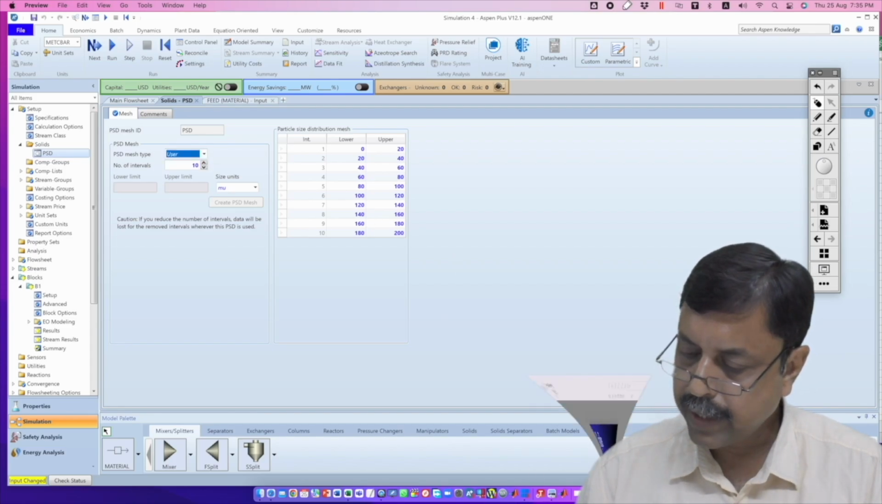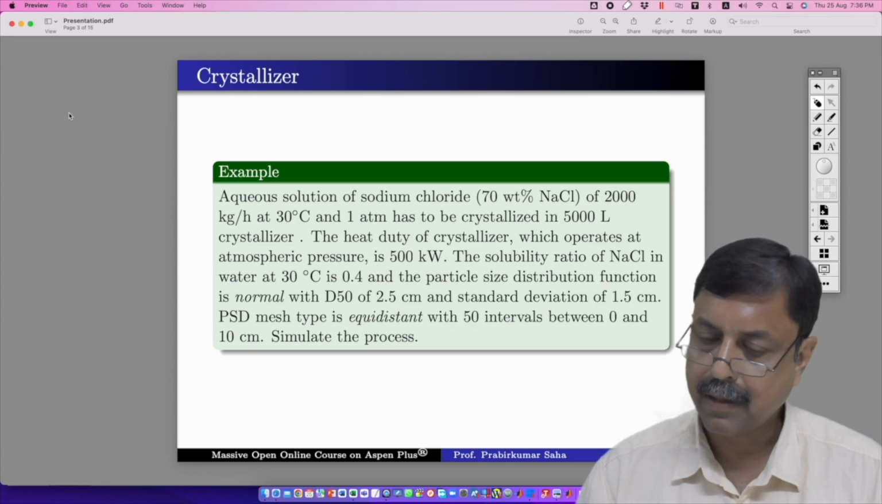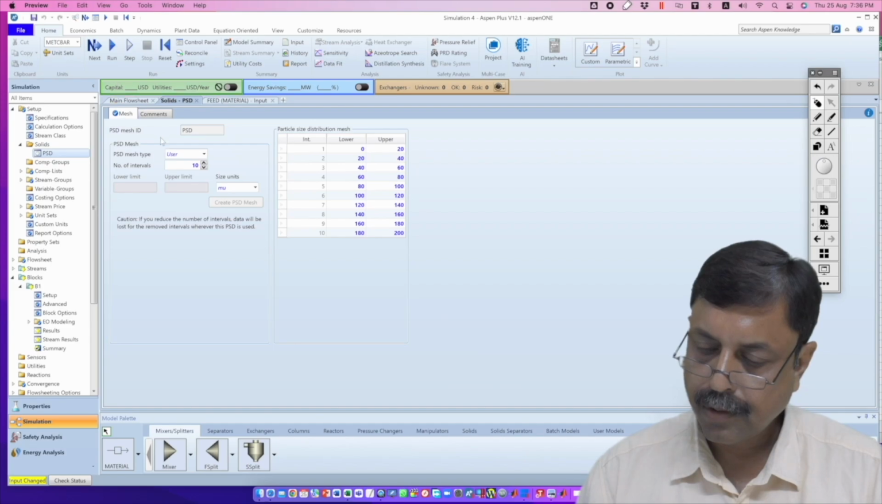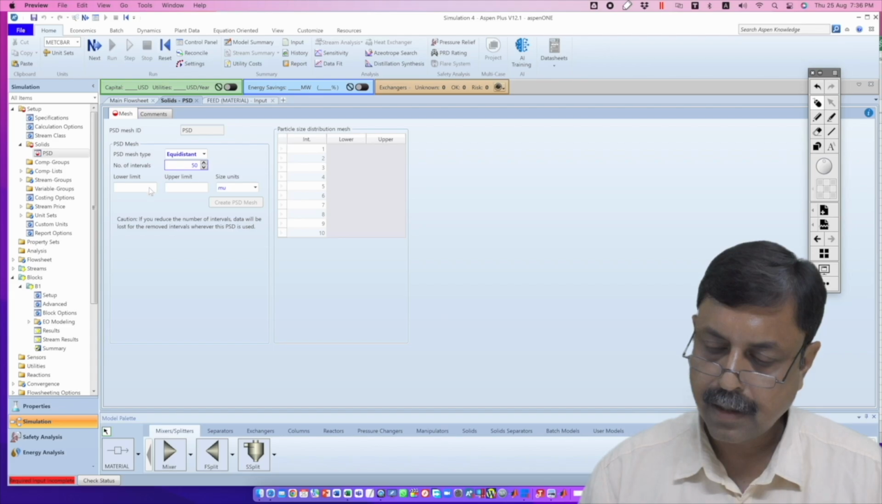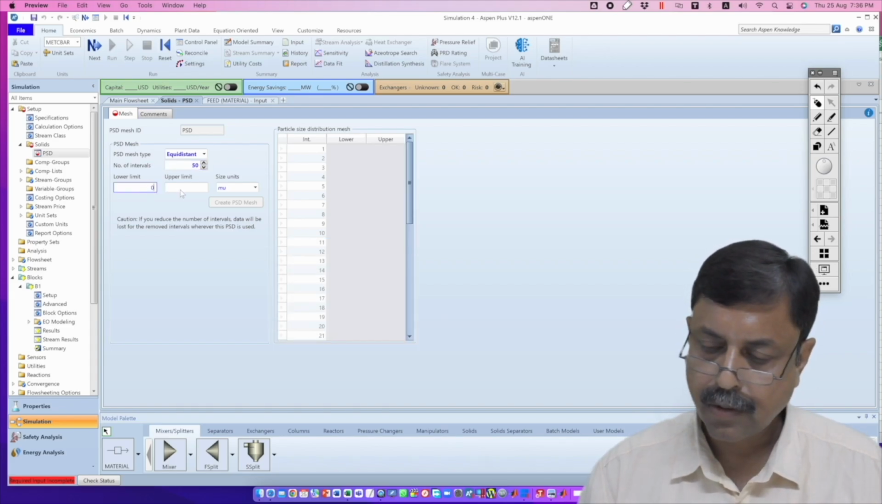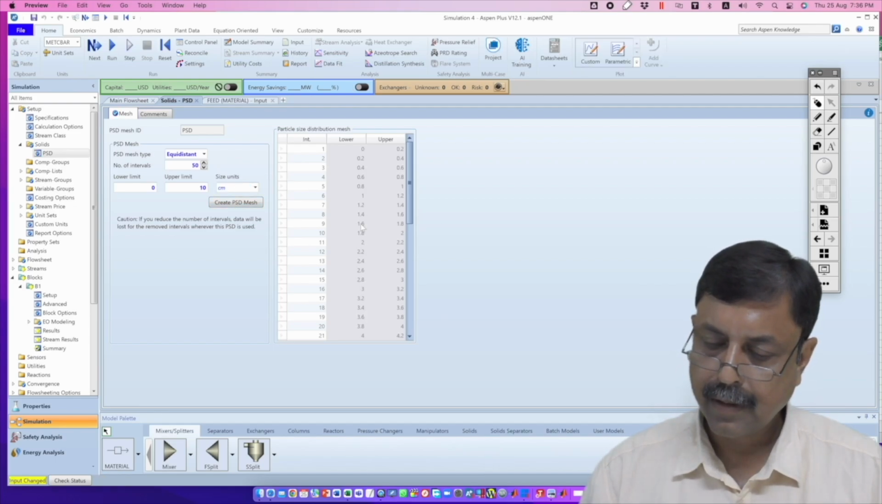So what information do we have? The PSD mesh type is equidistant with 50 intervals between 0 and 10 centimeter. So here we say equidistant with 50 intervals between 0 and 10 centimeter, and create a PSD mesh. So it is created now.